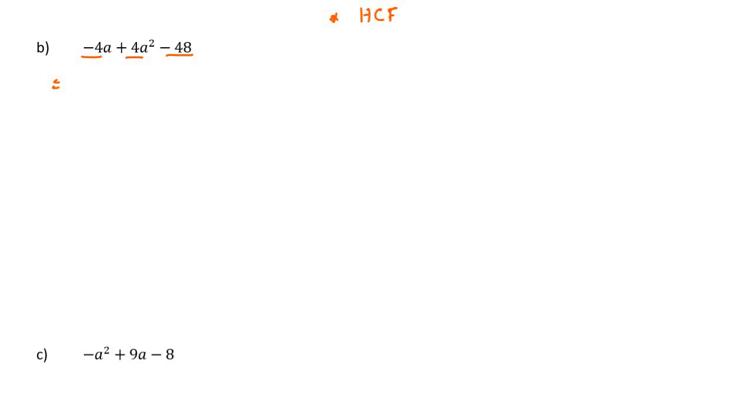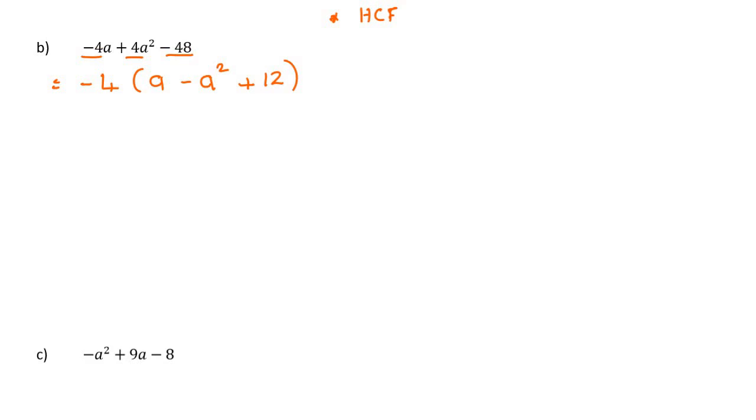Now something I've said before is we always try and take out a negative if the first term is a negative. So I would be tempted to take out a negative here, which would leave me with a, because negative 4 times a is negative 4a, minus a squared, because the negative times the negative will give me the positive, and then plus 12.